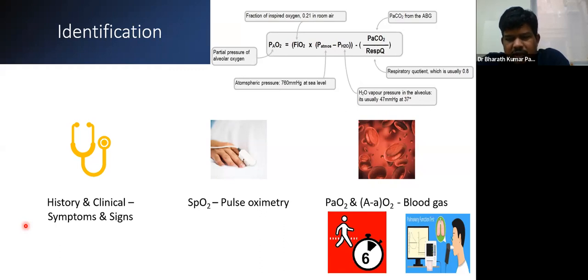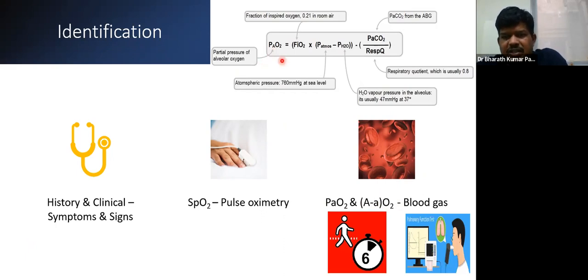And we could even do a blood gas and see the partial pressure of arterial oxygen and also the difference of alveolar to arterial oxygen content, or the gradient. Here the capital A indicates alveolar oxygen and the small a is the arterial oxygen, which we see in the blood gas. The partial pressure of alveolar oxygen can be obtained by using a formula called the alveolar gas equation.